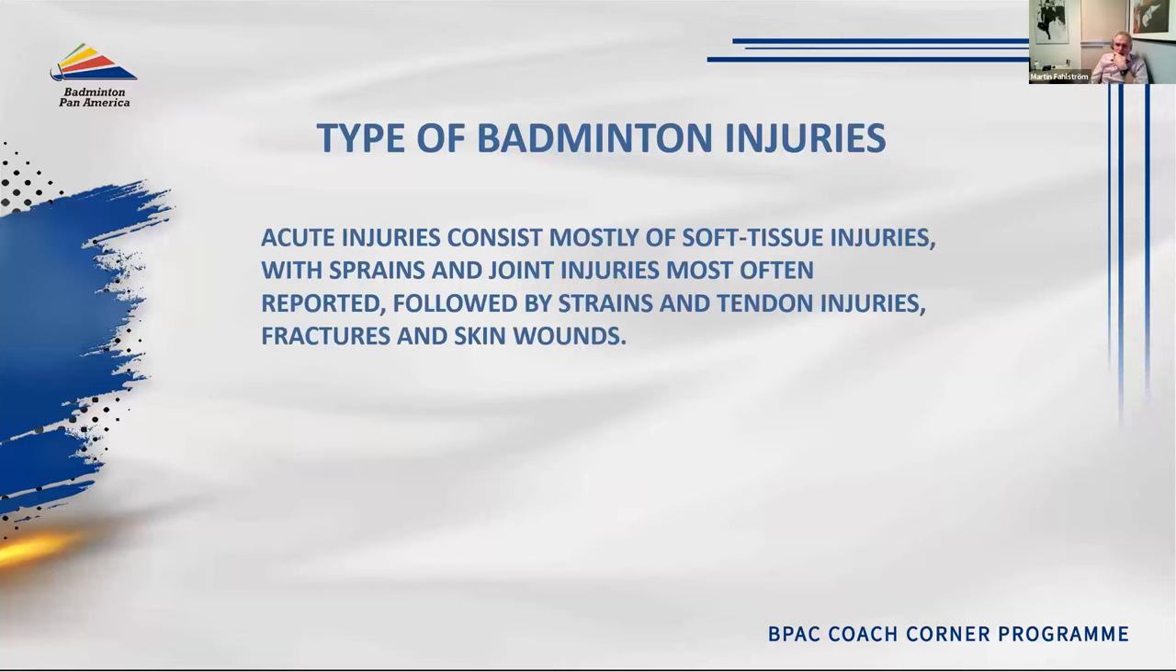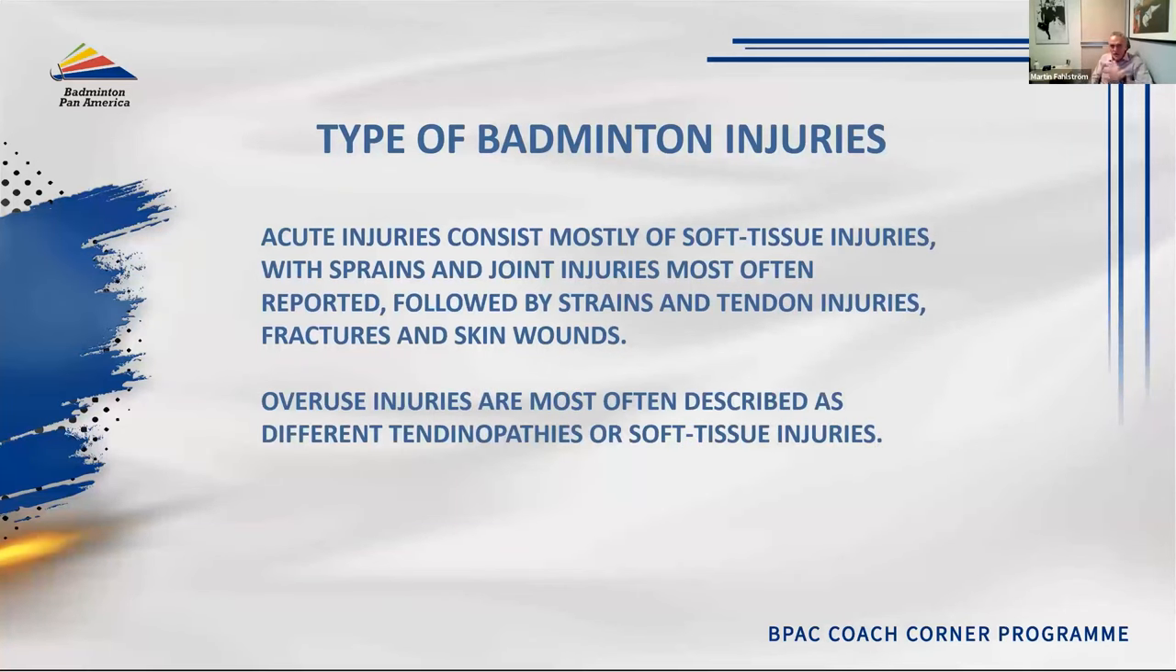If you look at the acute injuries, they are most often soft tissue injuries. There are sprains, there are joint injuries, but there are also fractures. And quite often in tournaments, you see skin wounds from the tiger jumps. The players are jumping and falling on the floor and they get scratches, skin wounds, the hands are down on the surface. And since they are not allowed to bleed on court, you see quite a lot of injuries like that when you watch major tournaments on TV. So acute injuries are most often soft tissue injuries, sprains and joint injuries, but the overuse injuries are more often different tendinopathies or just soft tissue injuries with a gradual onset.